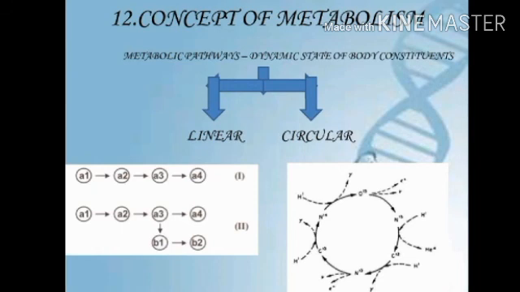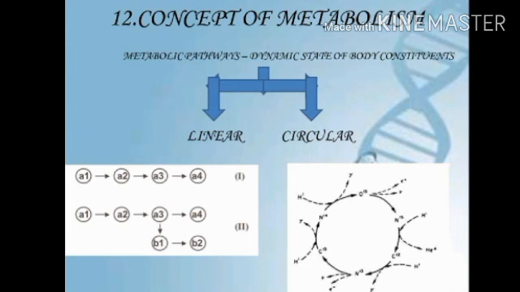Concept of metabolism. There are two types of metabolic pathways present in a cell. One is the linear metabolic pathway, in which one molecule breaks down to another molecule, the second molecule again breaks down to a third, and the third to a fourth. This straight chain is called a linear pathway. It may have a side chain as shown in the diagram. It is also a linear pathway.